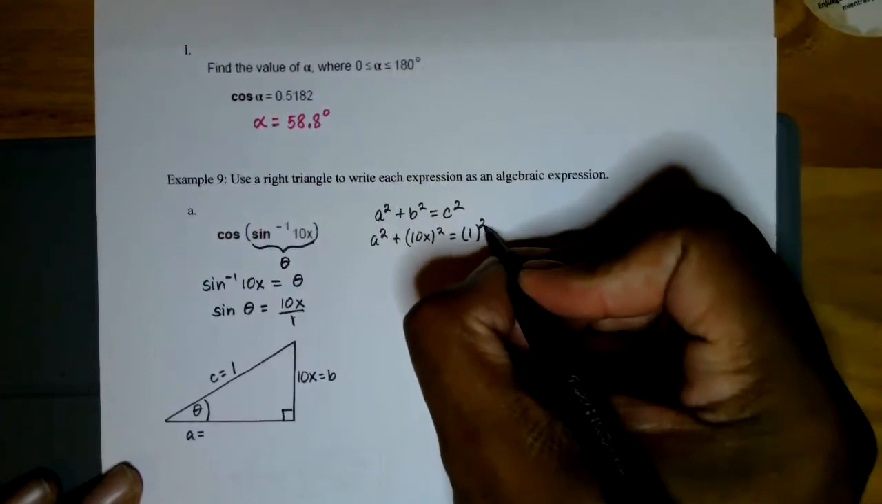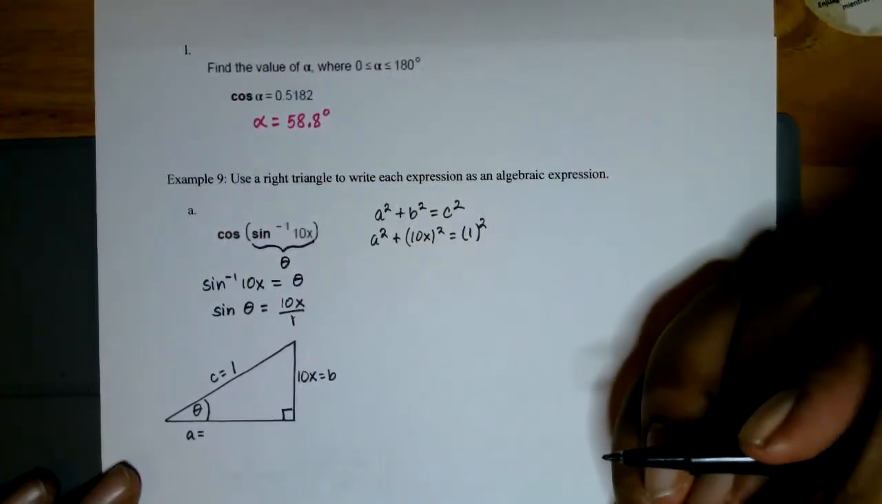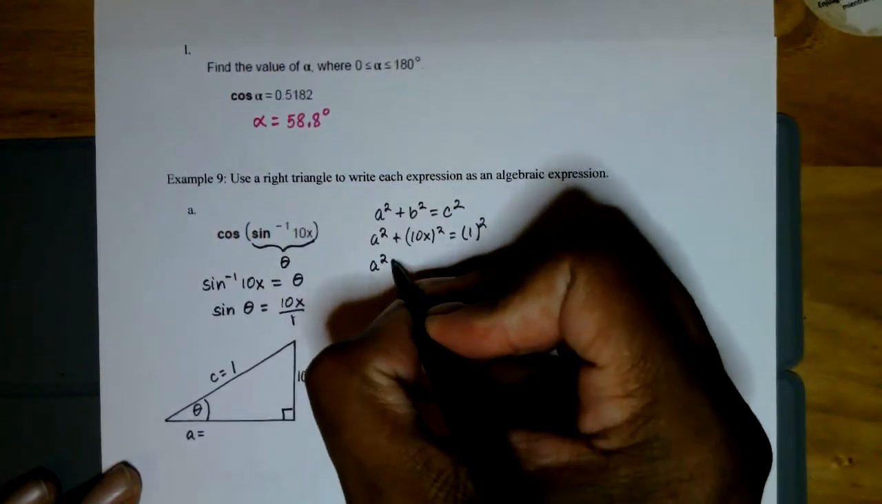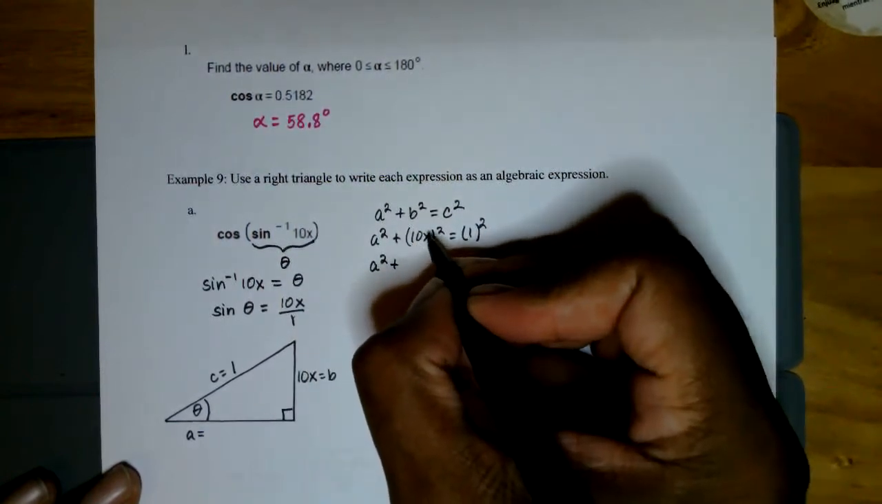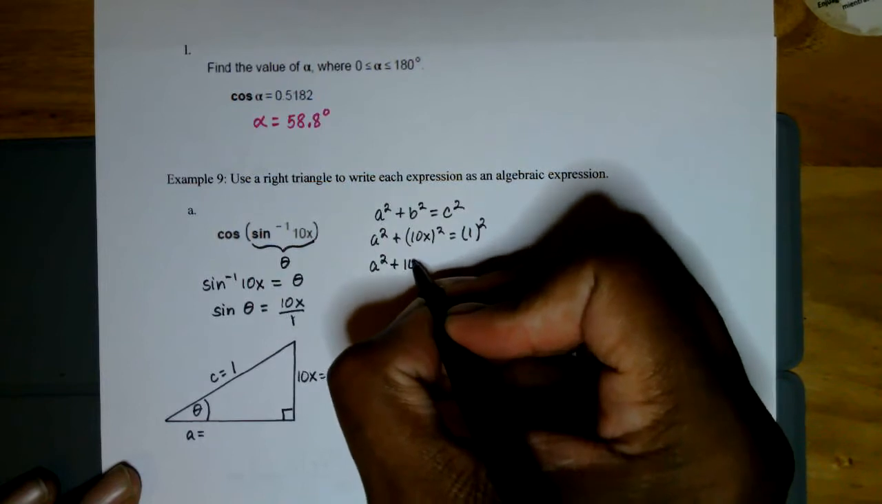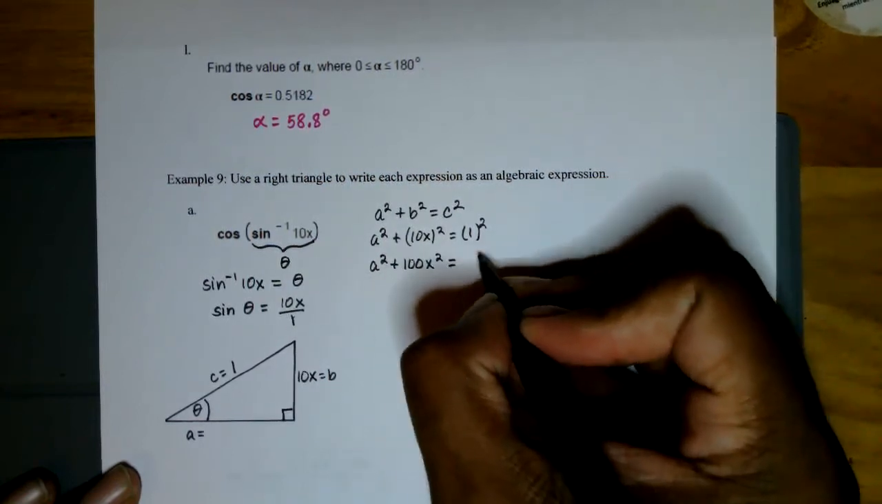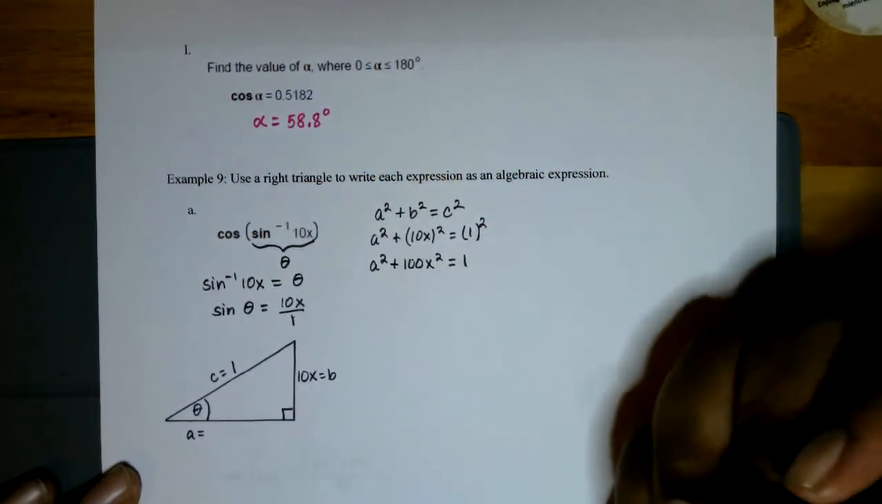And that 1 is going to be squared. All right, so now let's simplify this. Bring down the a squared. If you square 10x, that means 10 squared will be 10 times 10 or 100. Your x will be squared, equals 1 squared is 1.